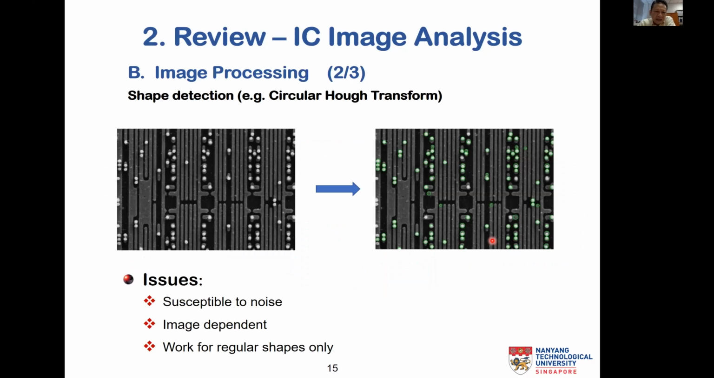The second image processing technique is shape detection. We can use a circular Hough transformation. As you know, most VRs are actually circular in shape, so you can use this method to detect the VR. However, you can find that it is very susceptible to noise, image dependent, and also good for regular shapes only. For example, in this case, you can see that here it looks like a circle, and this will be identified as a VR, but it is noise.